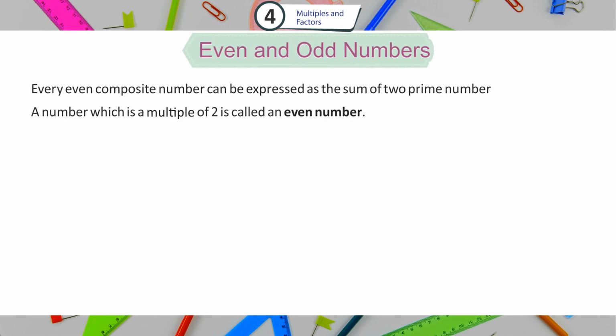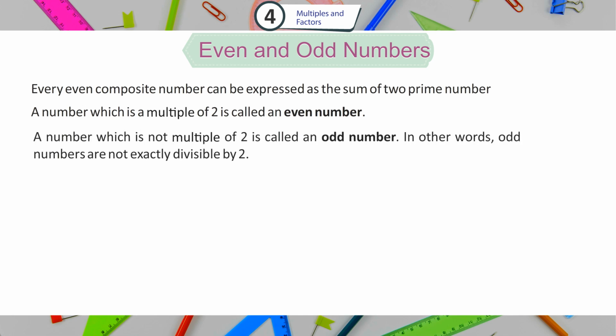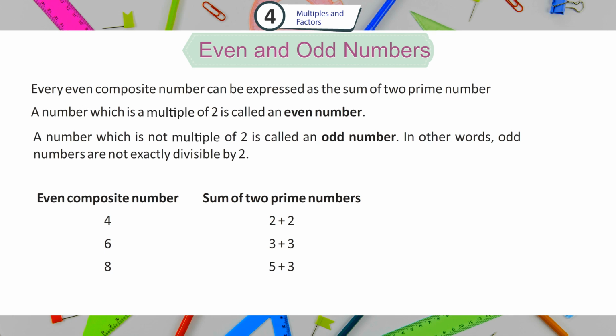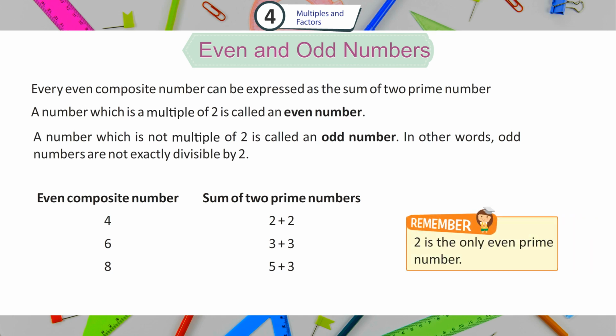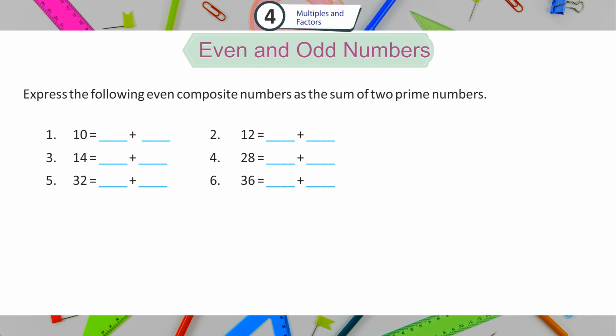Even and odd numbers. Every even composite number can be expressed as the sum of two prime numbers. A number which is a multiple of 2 is called an even number. A number which is not a multiple of 2 is called an odd number. In other words, odd numbers are not exactly divisible by 2. Even composite number 4: sum of two prime numbers, 2 plus 2. 6: 3 plus 3. 8: 5 plus 3. Remember, 2 is the only even prime number. Express the following even composite numbers as the sum of two prime numbers.